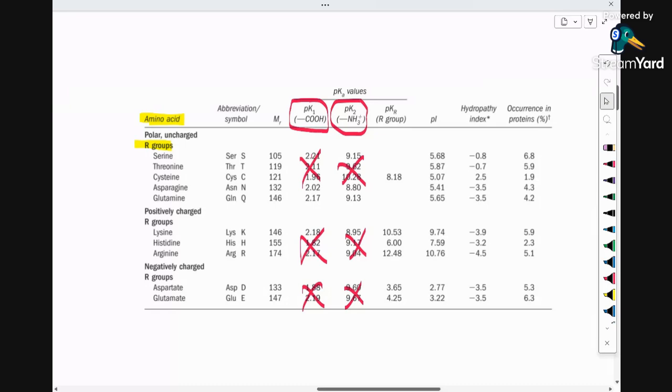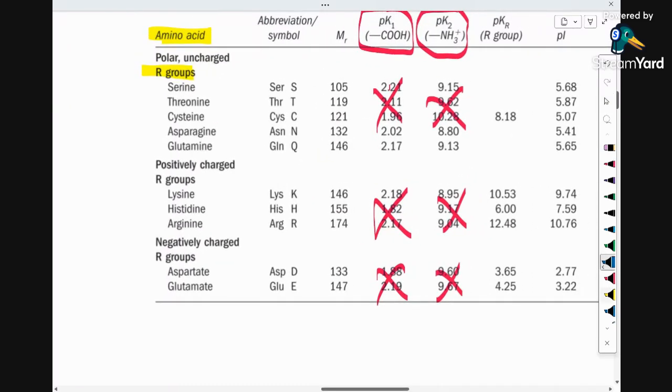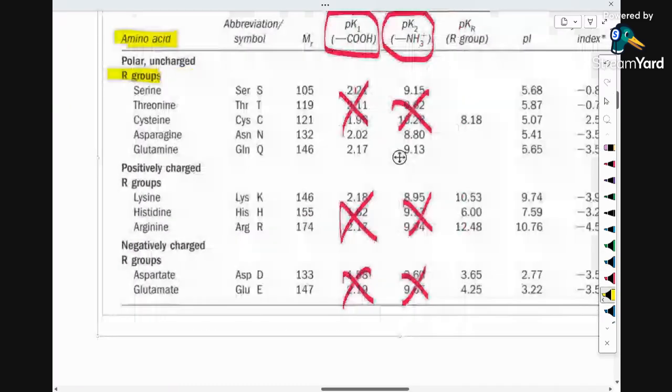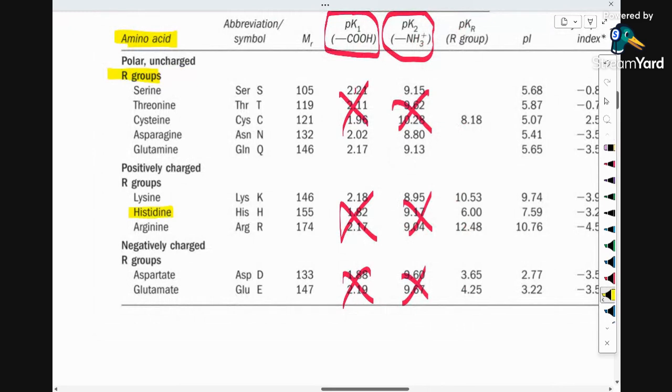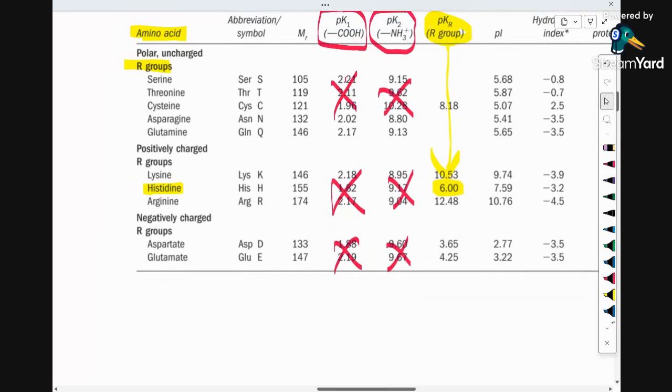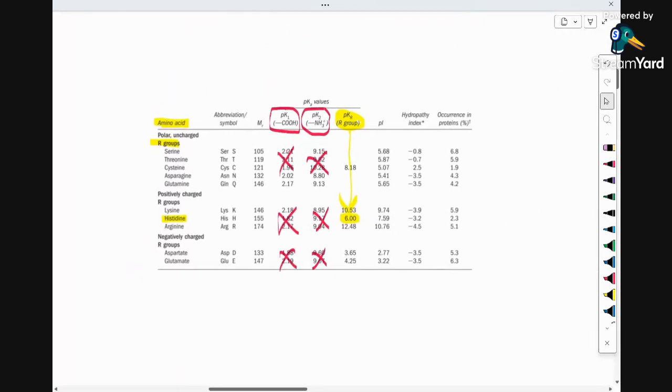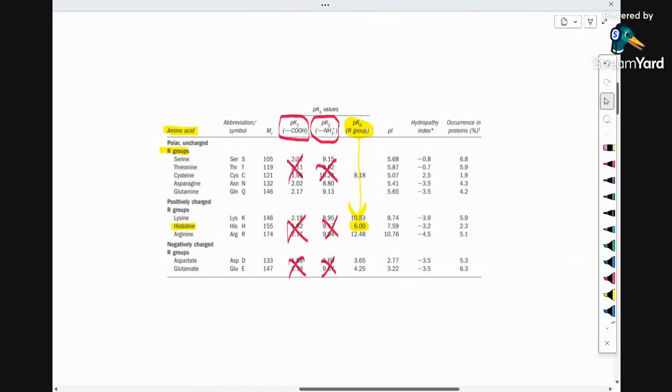But the one to remember is histidine. And hopefully what you can appreciate is that the pKa value of the R group for histidine is 6. Very, very close to pH 7, which is physiological pH. Okay. The importance of that we'll come back to. Point is, you can look up pKa values, right? We can calculate them.